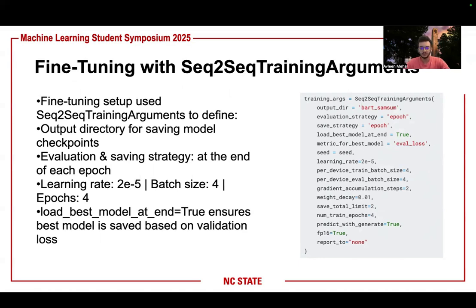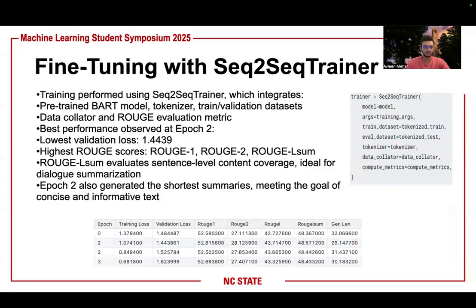As we see, the learning rate is 2 times 10 to the power minus 5, and the batch size was 4. We trained only for 4 epochs because of the computation expense. For the evaluation strategy, at the end of each epoch we evaluate, load the best model at the end, and save based on validation loss. We again use the Seq2SeqTrainer, which integrates the BART model and evaluation metrics. As you can see, we received the lowest validation loss of 1.44 in epoch 2.